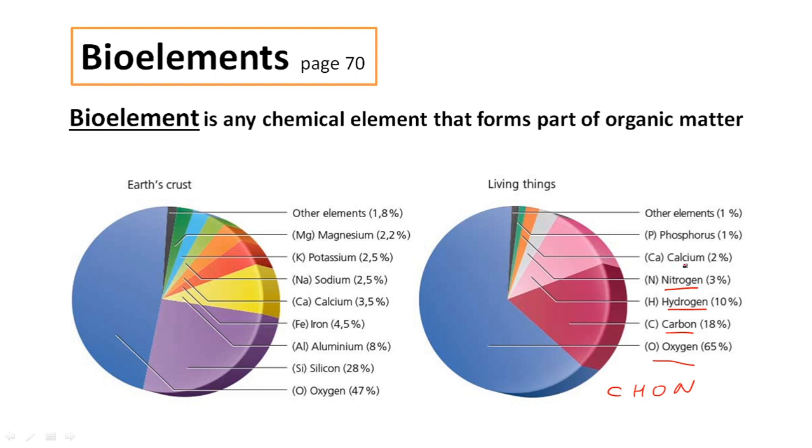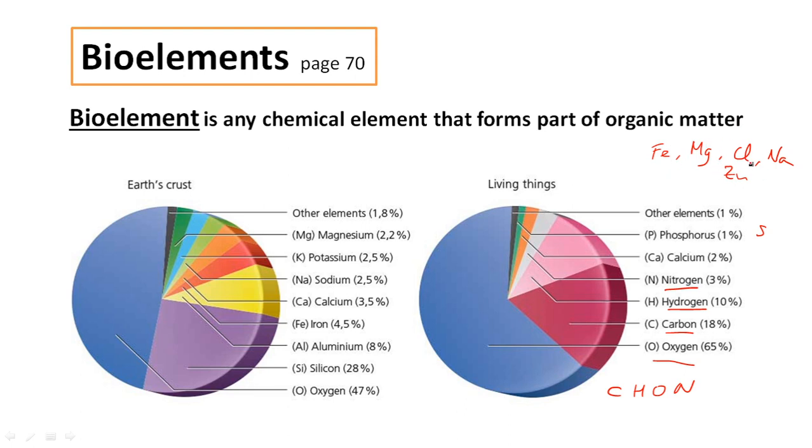Then after that we have others that are also very important, like calcium, phosphorus or sulfur. Also, living things need other different elements. For example, we need iron, we need magnesium, what else? Chlorine, sodium, zinc. There are a lot of elements that we need, but we need them in very small amounts.